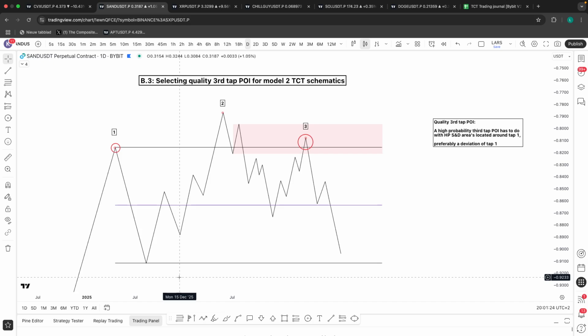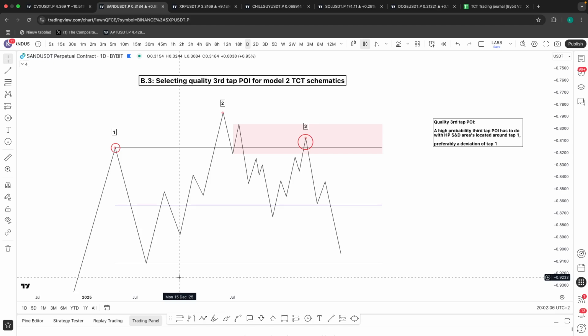Okay, from a location standpoint, the highest probability third taps are going to be located around tab 1 of your TCT model. In the previous mentorship, I always told you guys that after that second tap deviation, we extend our range high or low to the second tap deviation high or low, to then identify our third tap POI for a Model 2 and be prepared for a Model 1 once we take the high of the second tap again, or the low of the second tap in case of an accumulation. And in this case, for this example, we're focused on distributions.